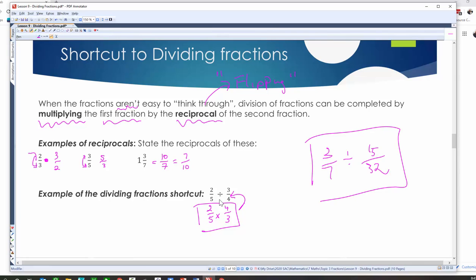Now, why is that a good thing? Well, we already know how to multiply fractions. We did that in another lesson. So if I can convert the division problem into a fractions problem, then I can just use the skill I learned multiplying fractions and apply it to these problems.